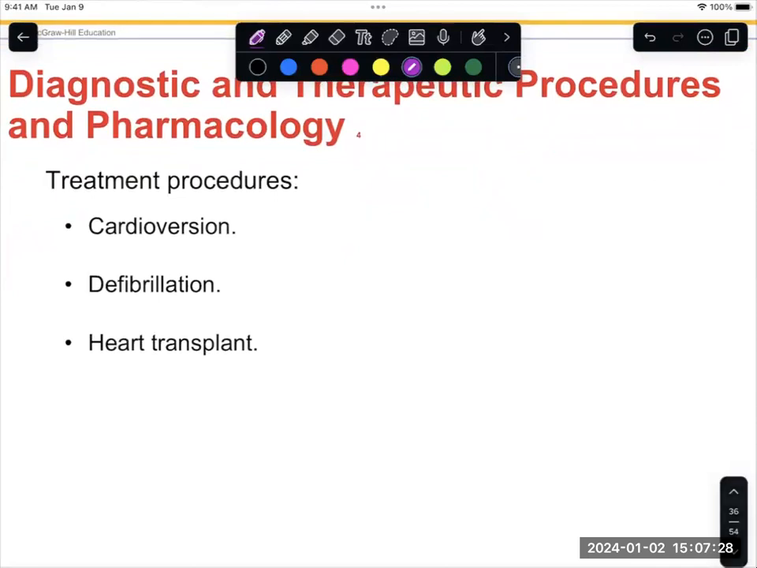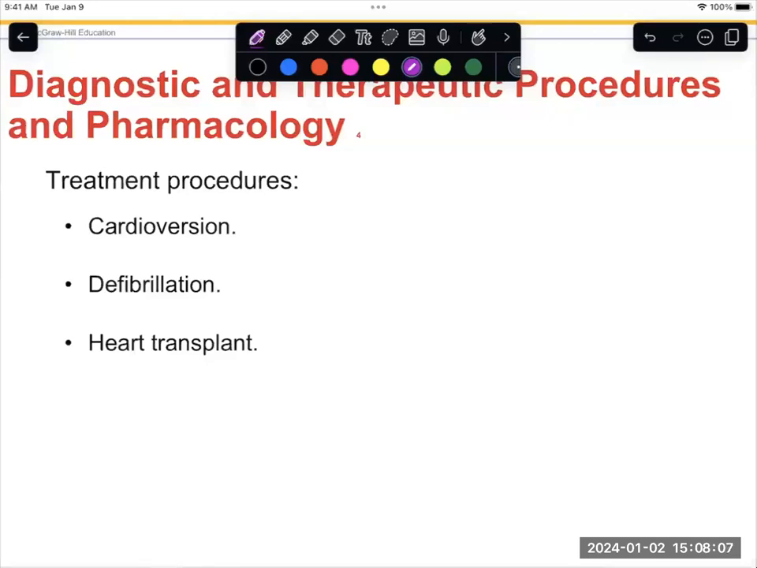So, different treatment procedures. Cardioversion involves converting a cardiac arrhythmia, an abnormal heart rate, into a normal rhythm by electric shock to the heart from a defibrillator. And with defibrillation, atrial or ventricular fibrillation is terminated, so it's stopped, and normal rhythm is restored by delivery of an electric shock to the heart.